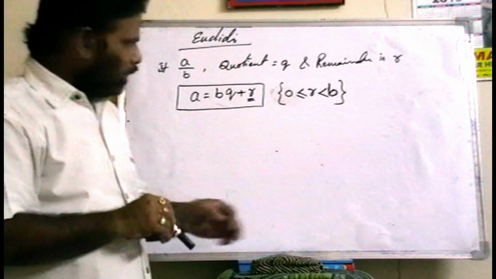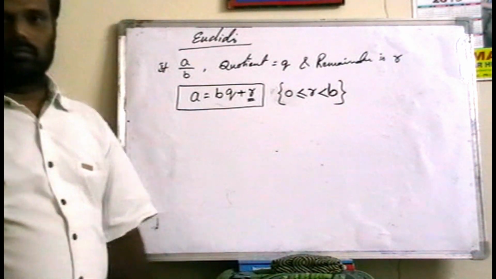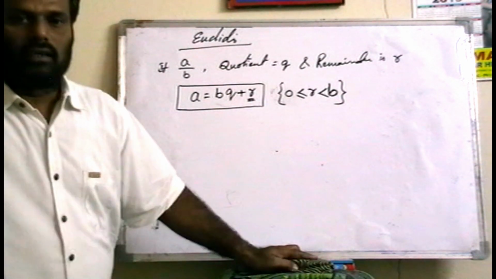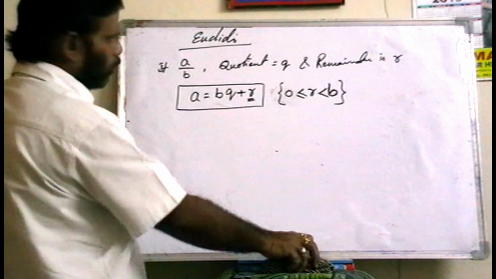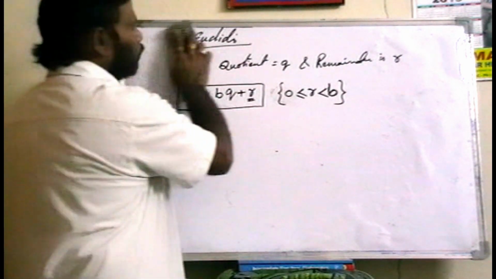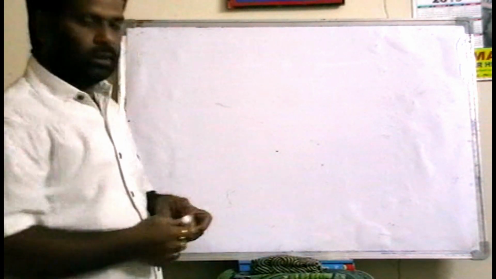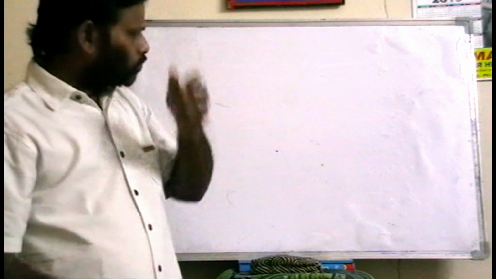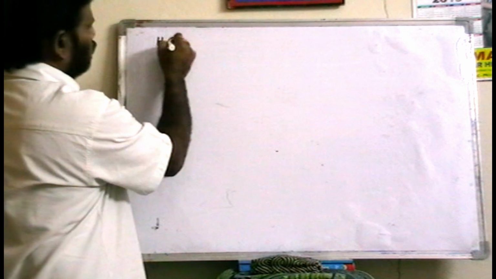Now, by using Euclid's division algorithm, how to find the HCF of two positive integers. The next main topic is how to find the HCF of two positive integers by using Euclid's algorithm.